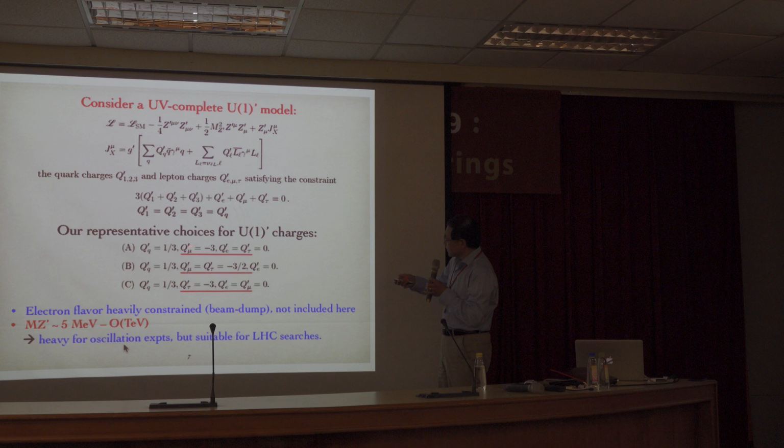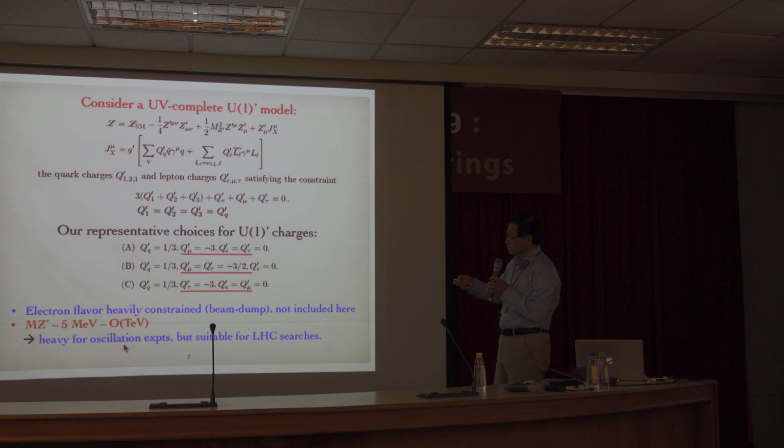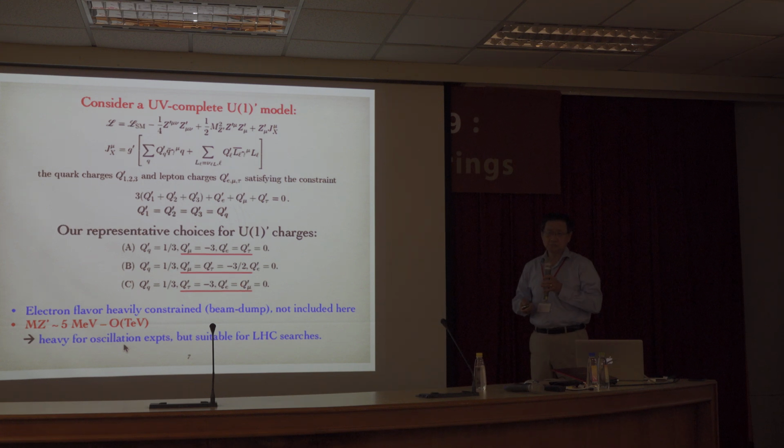For the quark sector, we choose the charges, the new hypercharges, to be the same, so you can avoid significant flavor change in neutral current in the quark sector. And for the lepton sector, we choose 3 cases. Case 1 is muon flavor dominant, the other flavors not important. The last one is tau lepton dominant, the other flavors not important. The second case, in between, is shared by the muon and tau.